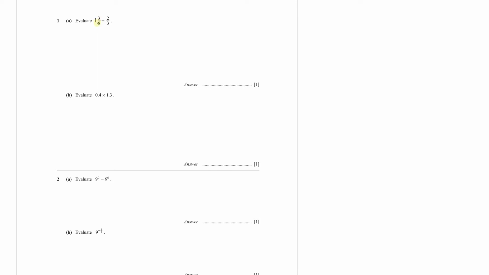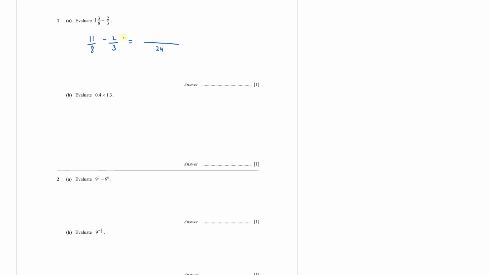So I will first convert this into a fraction. 8 times 1 is 8 plus 3 is 11. So 11 over 8 minus 2 by 3. And since 3 and 8 do not have any common factors, their LCM would be simply 8 times 3, which is 24. Since I multiplied by 3 in the denominator, I will multiply by 3 in the numerator here as well.